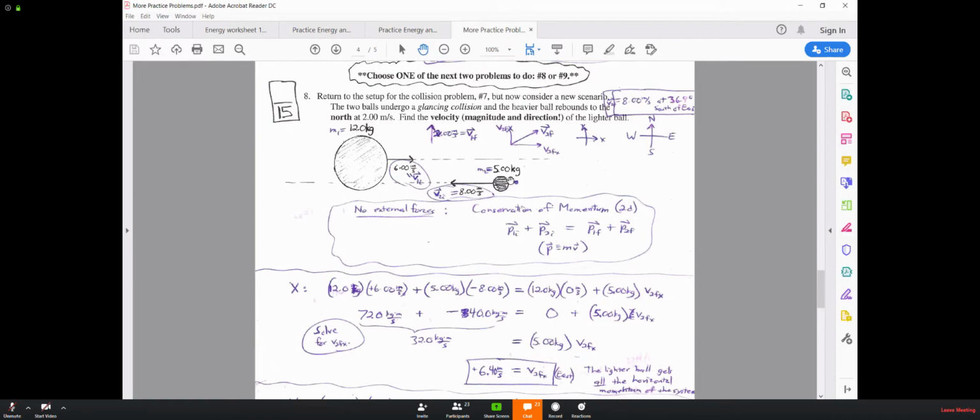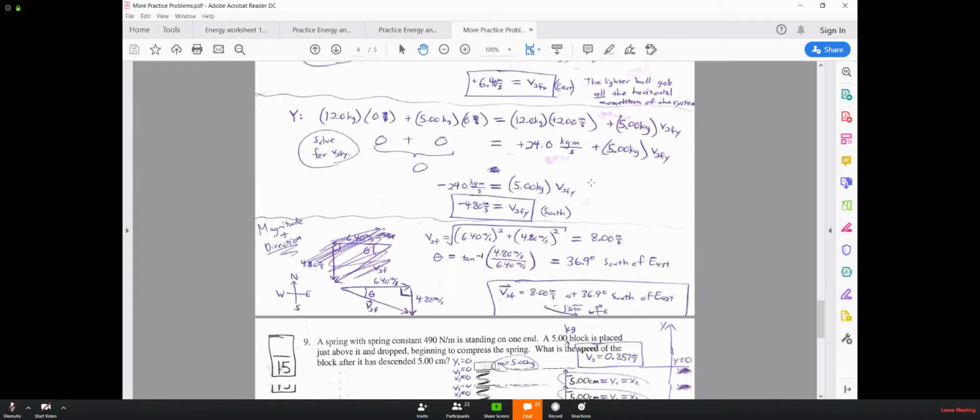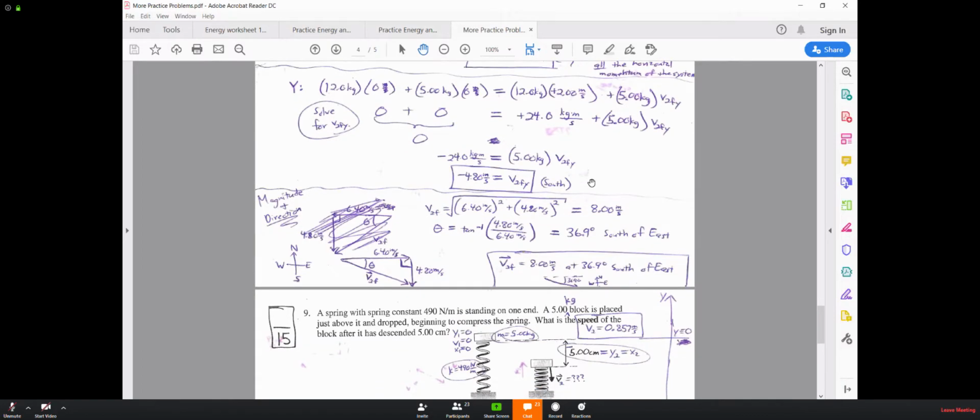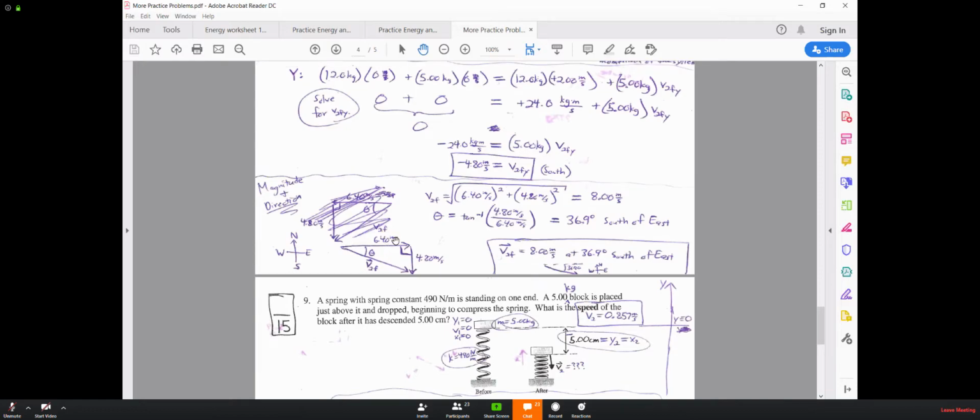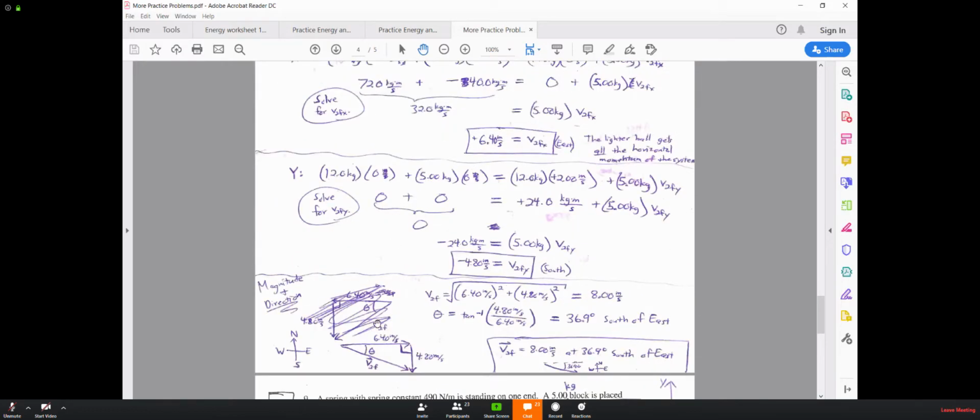So right now I basically have X and Y components. I have the I-hat and J-hat version, and I would just do a right triangle, 6.4 to the right, 4.8 south, east and south, and just draw the right triangle and find your angle and magnitude. The overall speed works out to be pretty much exactly 8 meters per second at an angle south of east.